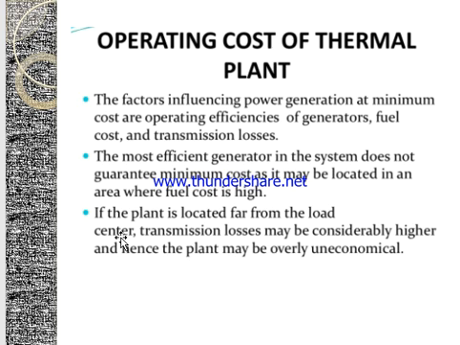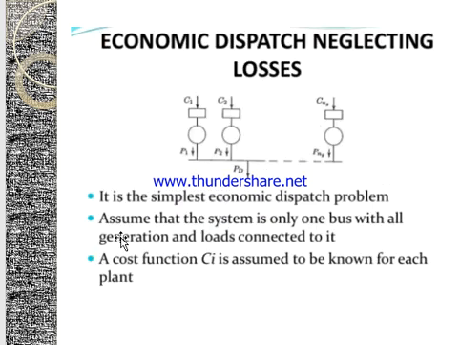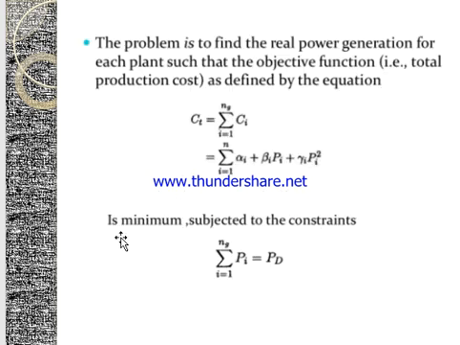While considering the operating cost of a thermal power plant, the factors which influence the power generation at minimum cost are the operating efficiencies, and we can see how it is considered. For the first case, let us neglect the losses. So it is the simplest economic dispatch problem. Assume that the system has only one bus with all generation and loads connected to it, and the cost function, that is the objective function, is considered as Ct. So Ct is nothing but the summation of all the generators' costs.